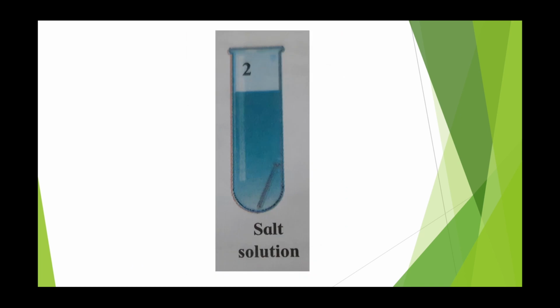While in the second test tube, that is the test tube containing the salt solution, we can see that the nail has rusted, that is, a reddish layer is deposited on the nail. Why does it happen? Can you guess? Any guesses? Very good. It happens because both water and air are necessary for rusting.